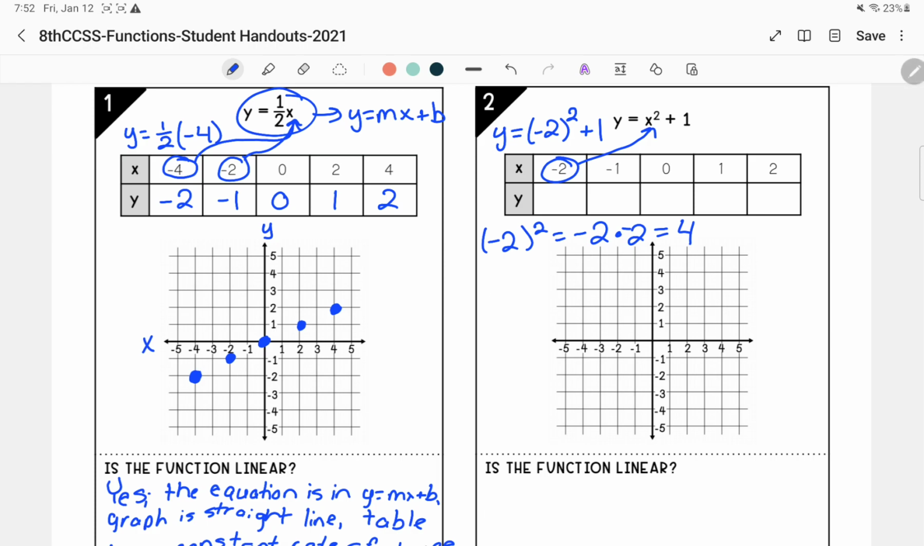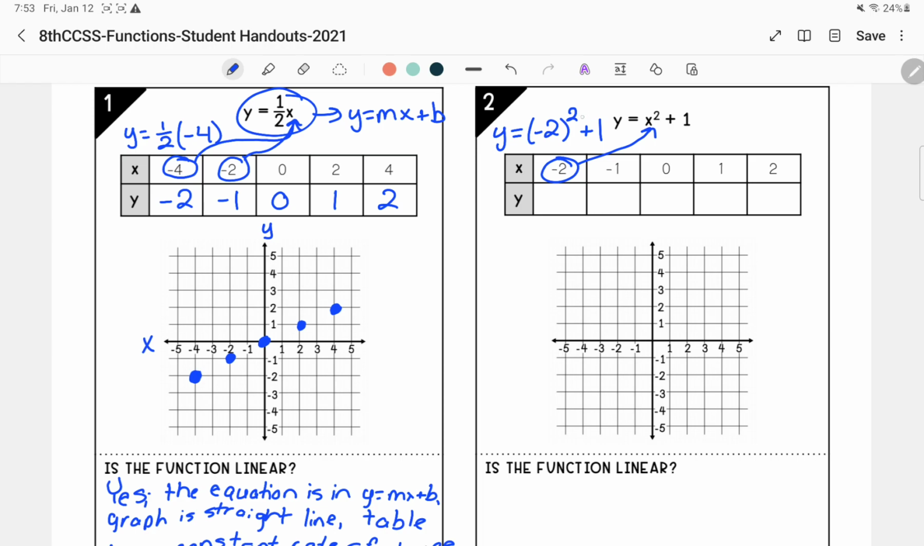But if I do -2 squared without parentheses, that's the same as -2 times 2, which is going to be -4. So they give me two different answers. So make sure your whole x value is -2. It's not out front, it is all together. So put it in parentheses so you make sure you get the right answer.